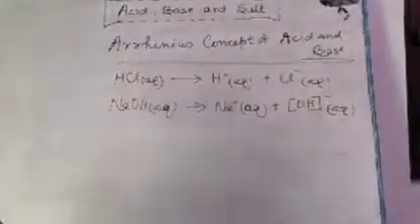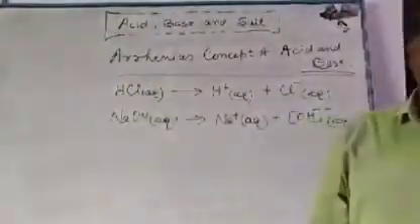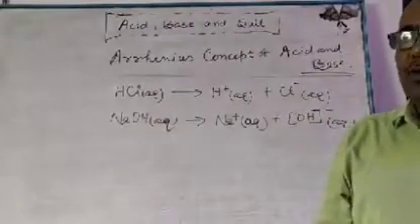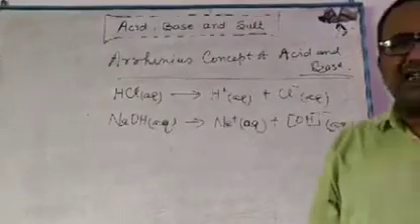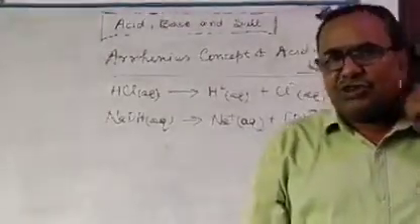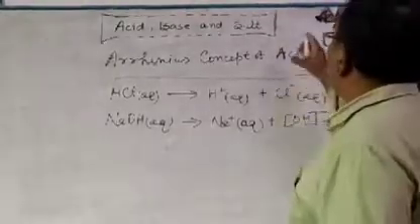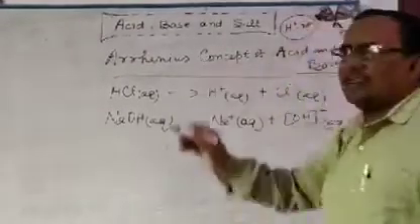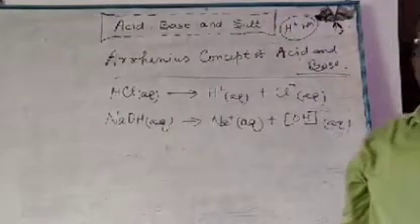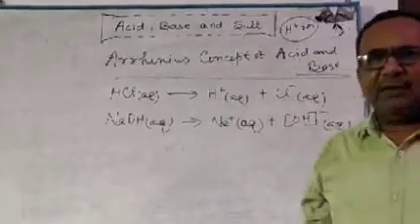After that, in 1923, Bronsted and Lowry developed a new concept of acid and base. According to Bronsted and Lowry concept, acids are those hydrogen containing substances which produce proton ion. Proton means H plus ion. H plus ion is known as proton. And base is that which on dissolving in water accepts proton.